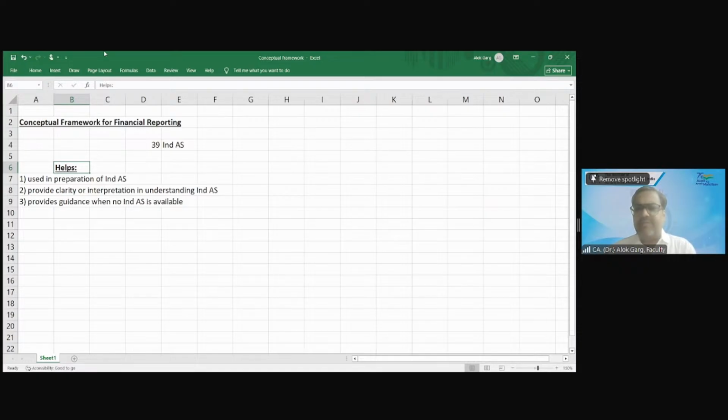In the examination, around 4 to 6 marks question comes from this chapter. In May 2024, we saw a 6 marks question on what the fundamental characteristics and the enhancing characteristics are, meaning the qualitative characteristics of the financial statement. So in the last 3-4 attempts, questions of 4 to 6 marks have been asked from this conceptual framework.